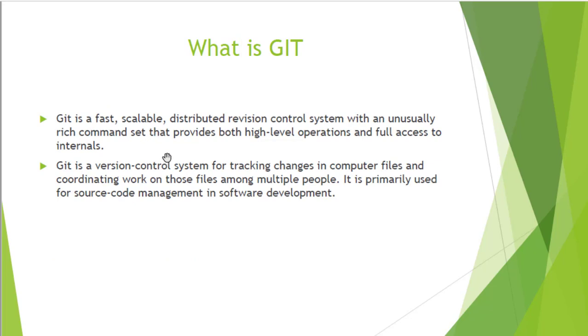So what is Git? Git is a fast, scalable, distributed revision control system with an unusually rich command set that provides both high-level operations and full access to internals. Generally it's called version control, so it will track all the changes whatever you do. For example, Control X and Control Y, that is also version control. So Git is version control for software development management and source code management.